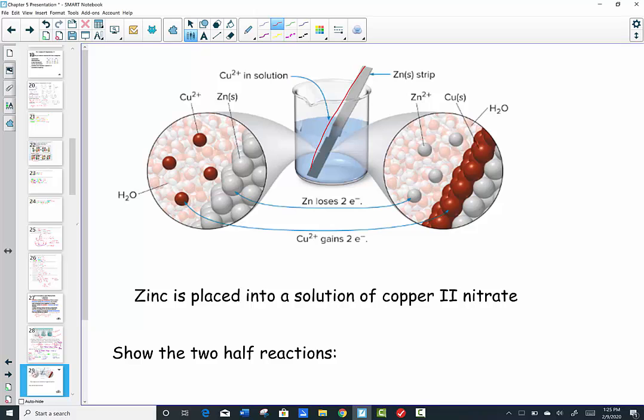So here's the element zinc, right? This is just an electrode plate. A hunk of zinc is an electrode, a nice thin piece of zinc metal. Elemental zinc starts as a solid. It's placed into a solution of copper 2 nitrate. Now, I'm going to let you know that the nitrate is a spectator ion.